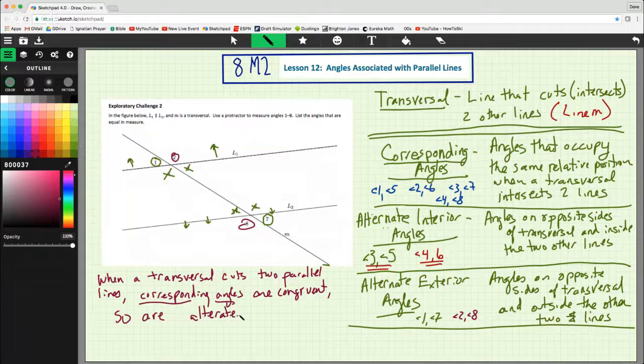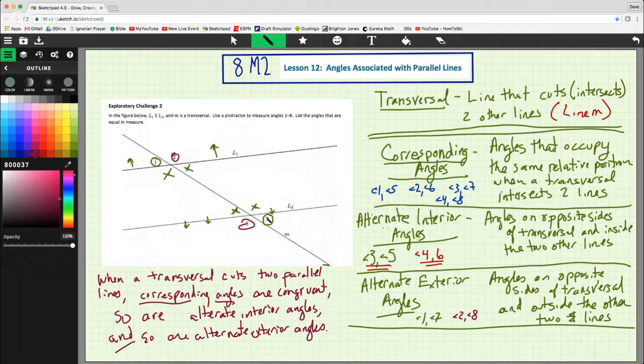Corresponding angles are congruent. So are alternate interior angles, and so are alternate exterior angles.